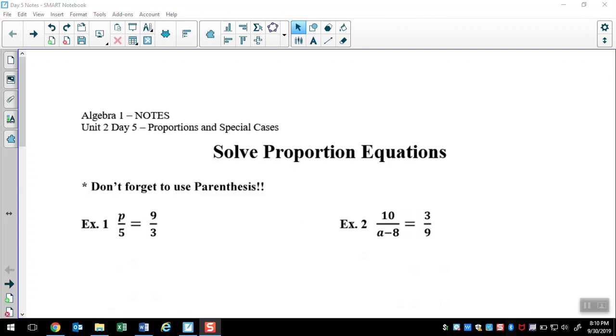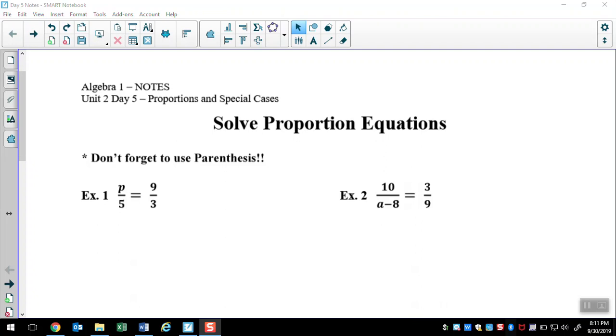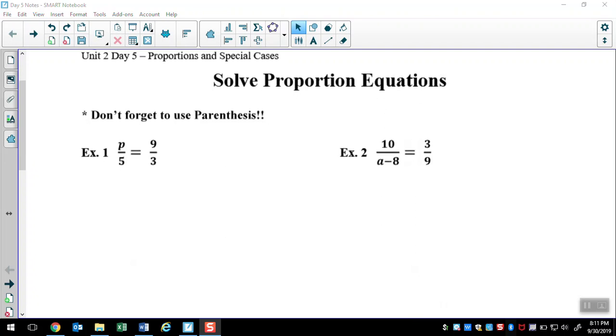Today we're going to be talking about two different things. First, we're going to start off with how to solve proportion equations. This is really just an extension of solving those multi-step equations, sometimes with variables on one side and sometimes with variables on both sides. So first, let's take a look at a standard proportion. These are ones that you've been solving since probably 6th or 7th grade.